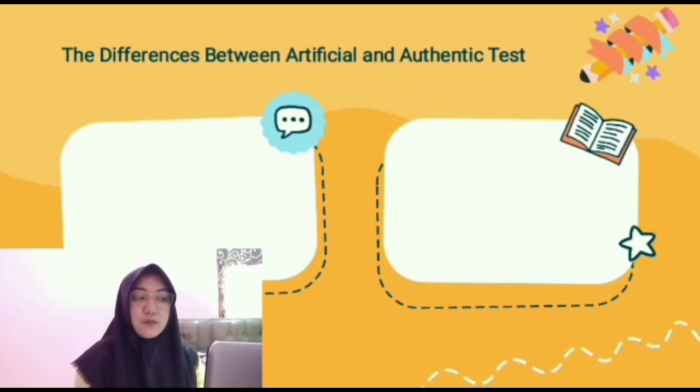Okay, my name is Delfina. I will continue the presentation. So today I'm going to answer and explain about question number 4, the differences between artificial and authentic tests.